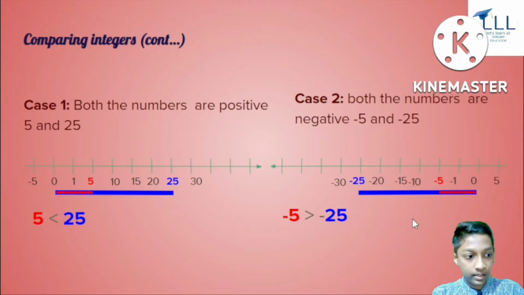We can also say that the number which is farther from 0 has a lesser numerical value than the number which is near to 0. So, minus 25 is lesser than minus 5.